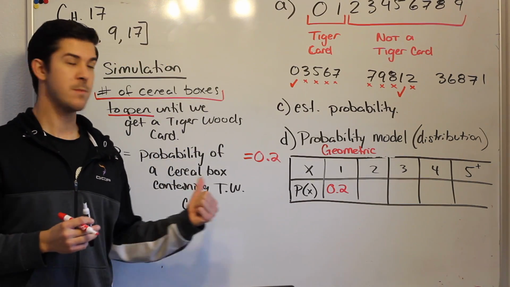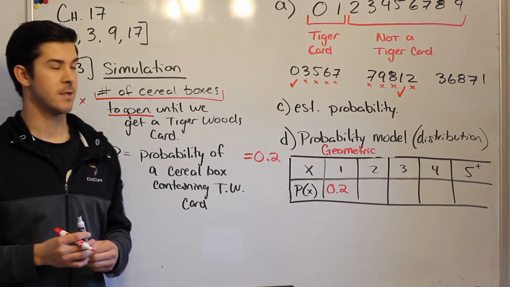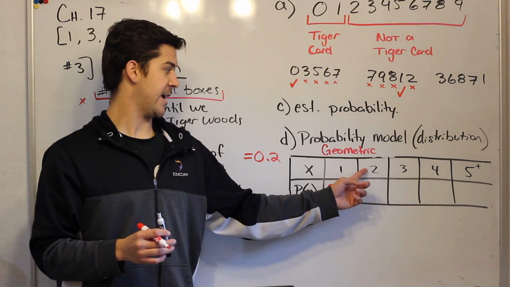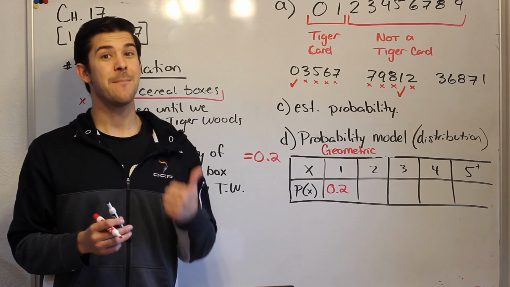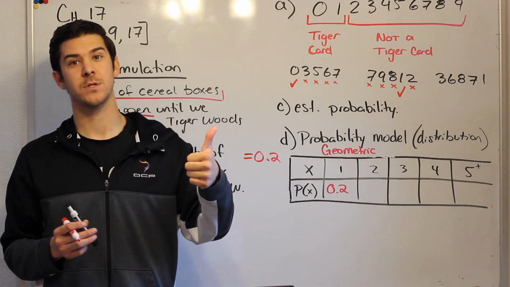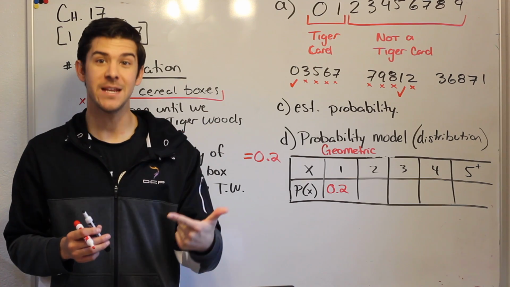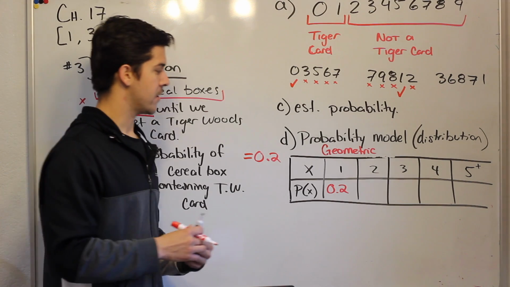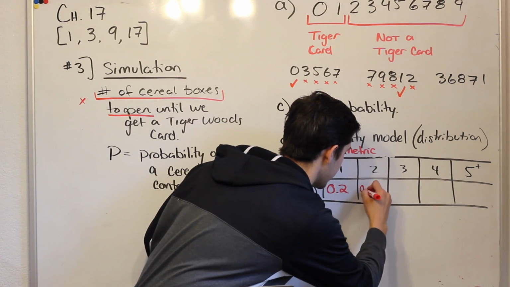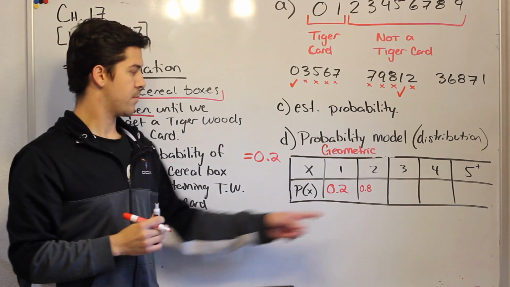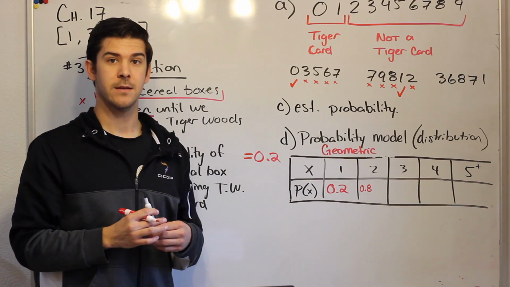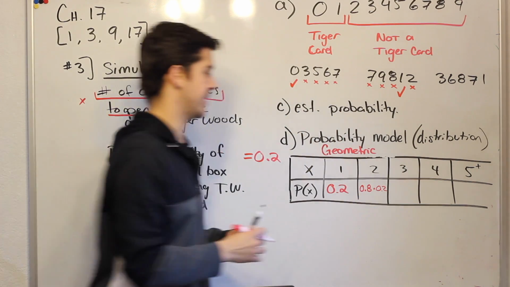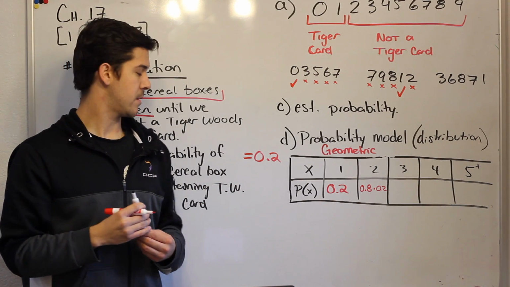Here's the problem when we move forward in this probability distribution. Here it says, what's the likeliness of me pulling a Tiger Woods card after 2 boxes pulled? That means that we did not pull a Tiger Woods card on the first box, but then we did pull a Tiger Woods card on the second box. So, if we do the math here, we have a 0.8 chance of us failing and not pulling it, multiplied with a 0.2 chance of us actually pulling it.